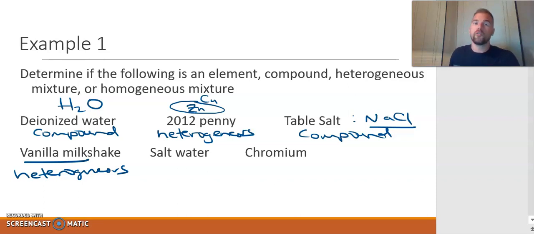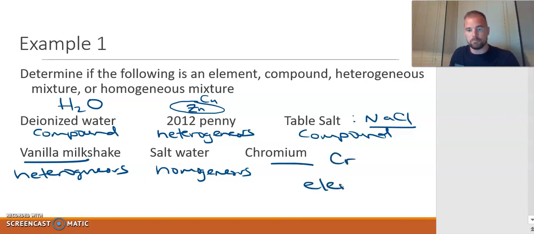Alright, salt water. You've heard me talk about this one. It's definitely a mixture, and it is uniform throughout. Okay, you look at salt water, it is uniform. And so this would be an example of a homogeneous mixture. And then chromium. Well, chromium is the element Cr on the periodic table, so by definition, that is an element. So that's just looking at some examples of classification of matter based on me giving descriptions.